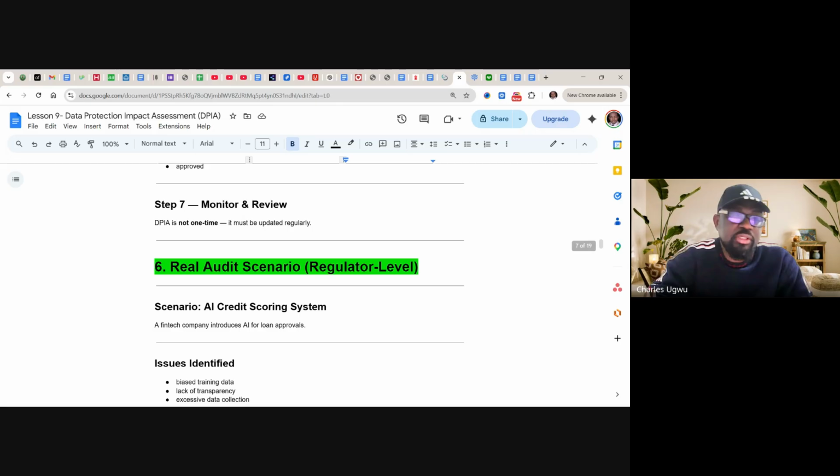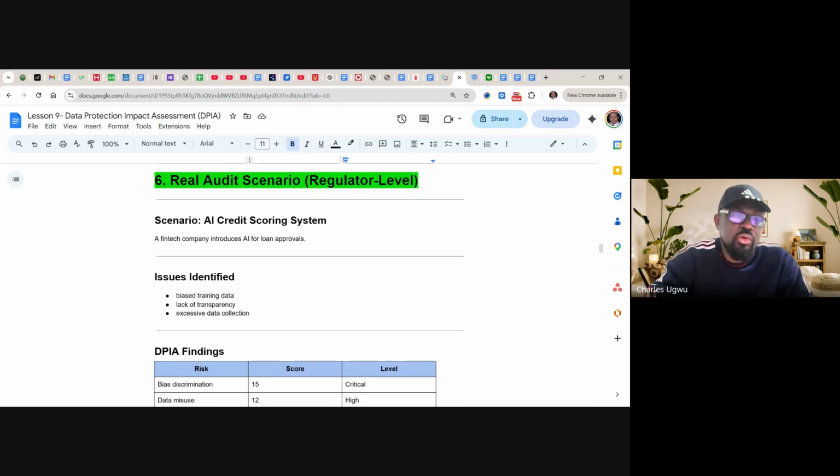Now we see a real audit scenario. This is a scenario where we carry out a data protection impact assessment: an AI credit scoring system. A fintech company introduces AI for loan approval. It's one of the latest innovations. Almost everything we are doing now is AI.